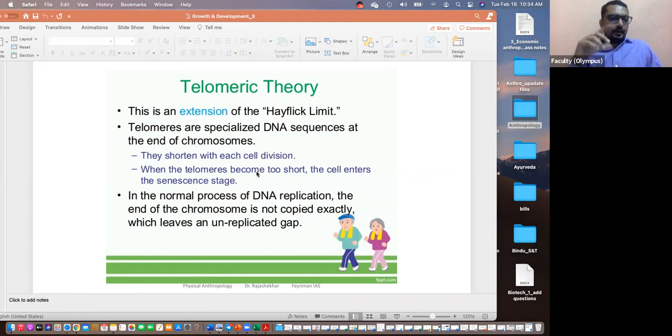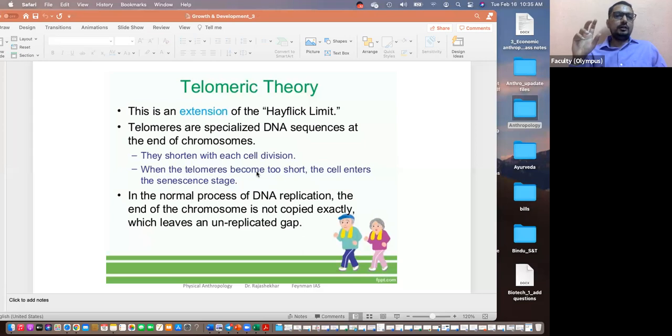So here, what is happening is that after every cell division, the tips of the chromosomes become short. Why do they become short? They become short because the ends of the chromosomes don't replicate well. There is a problem inherent in the replication process: the ends of the chromosomes cannot be replicated normally. So they become shorter and shorter to a point where they are too short to undergo further cell divisions. Thereby, the cell will stop multiplying and it will die.